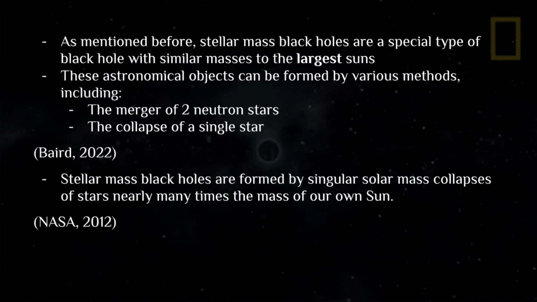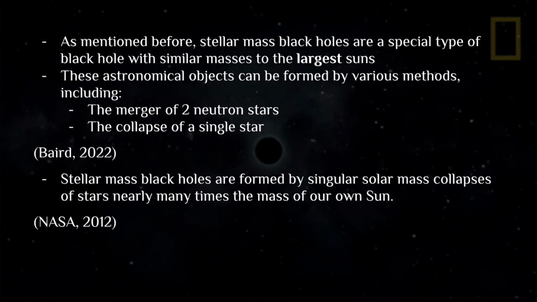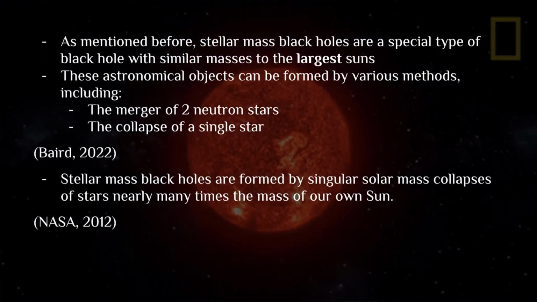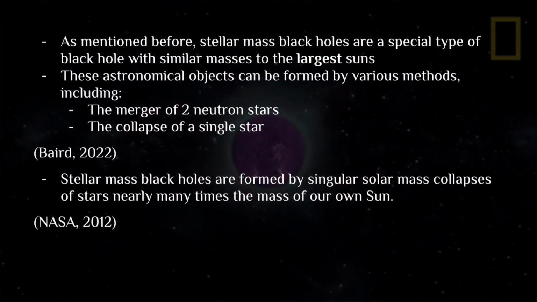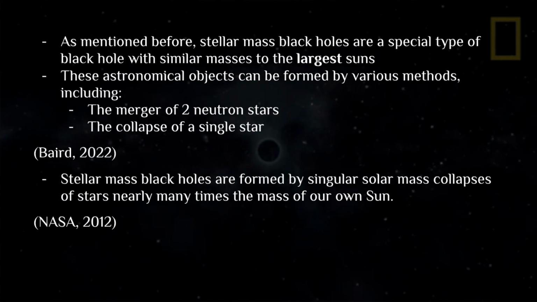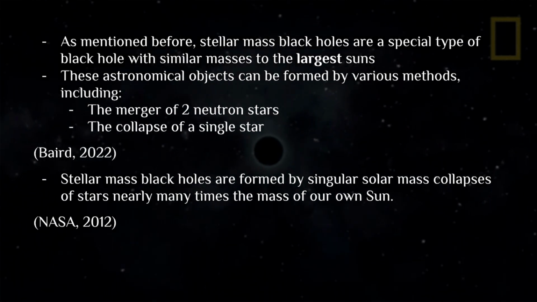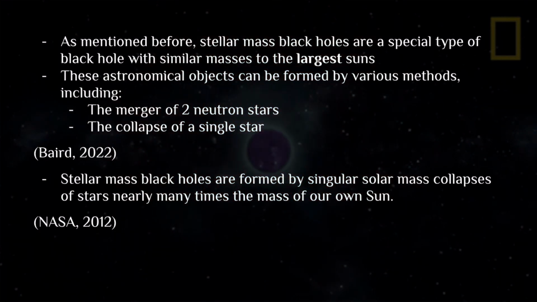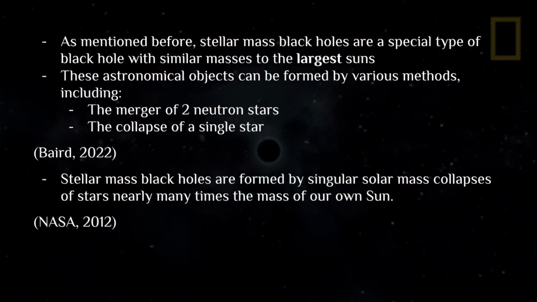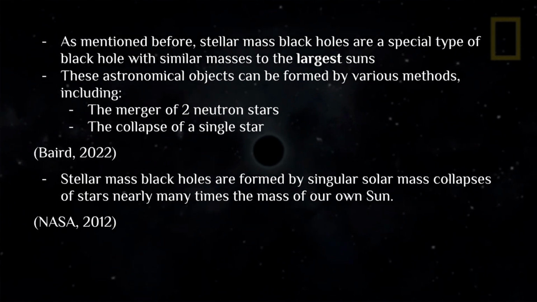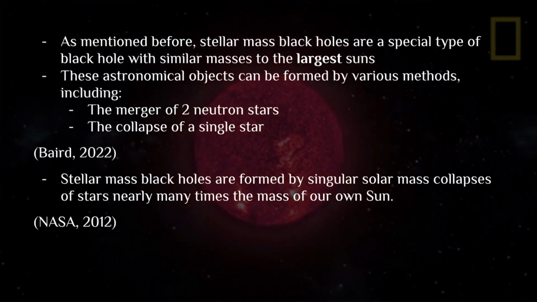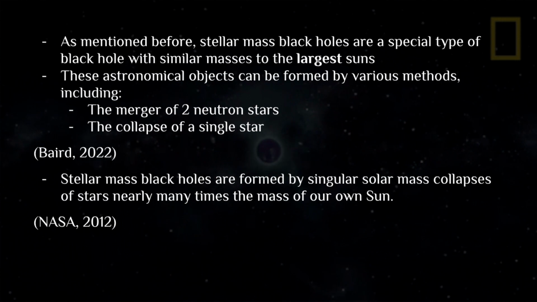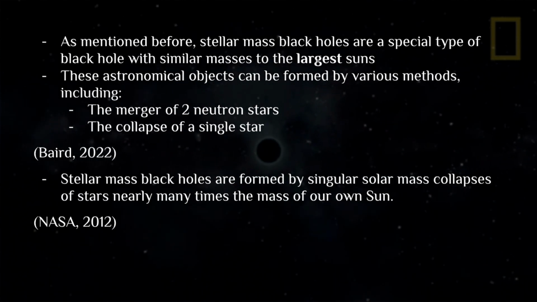As mentioned before, stellar mass black holes are a special type of black hole, with similar masses to the largest suns. Notice how I bolded largest here. This is because only the largest of stars are the most likely to become black holes. Simply put, smaller stars, after they collapse, will more likely become white dwarfs than stellar mass black holes. Our own sun, when it implodes, will most likely become a white dwarf, and not a stellar mass black hole.